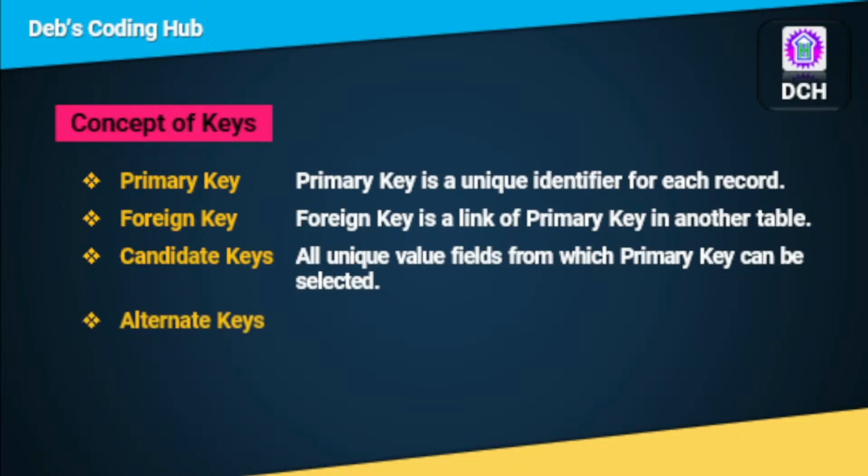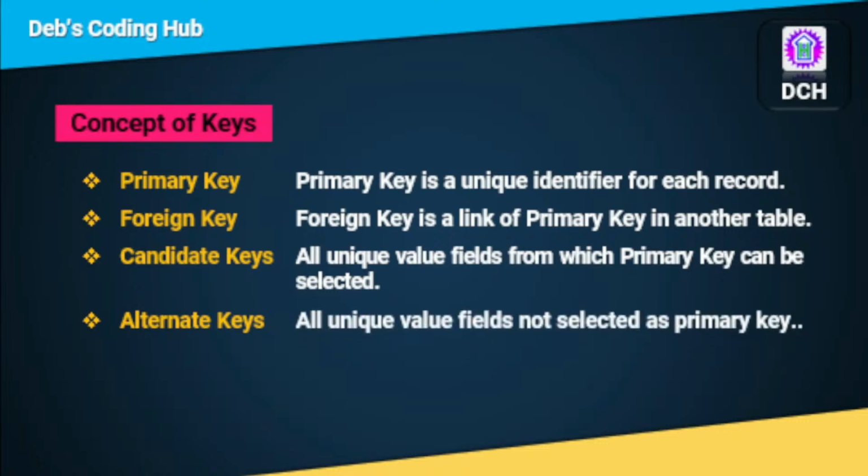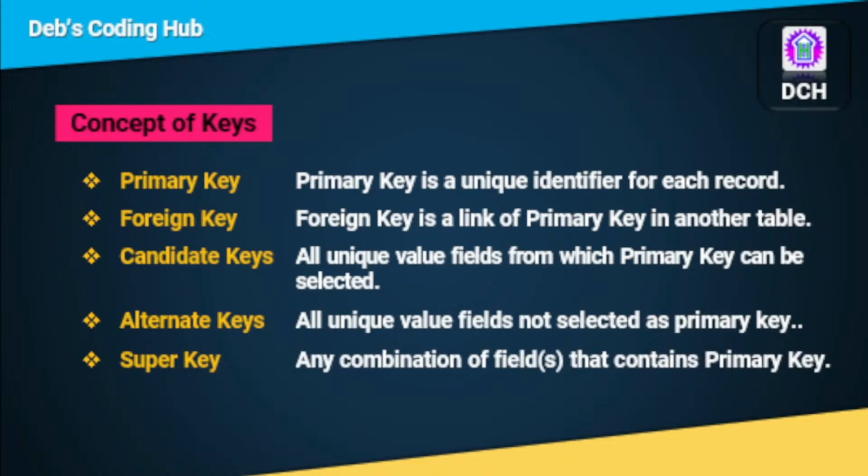Now, alternate keys. Alternate keys are all those fields that are unique but not chosen as primary key. So after selection of primary key, all unique value fields other than primary key become the alternate keys. Next one is super key. Super key is a combination of fields that at least contains the primary key. So primary key alone is the minimalist super key.